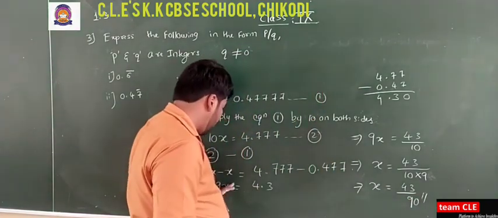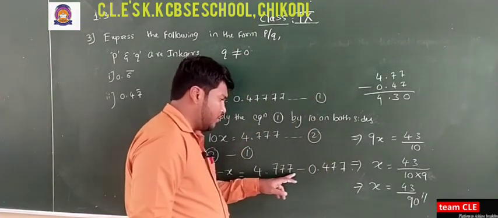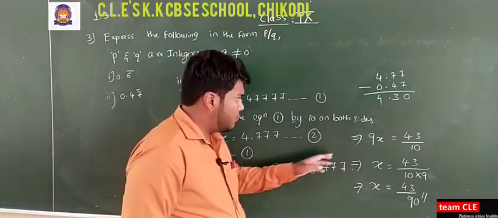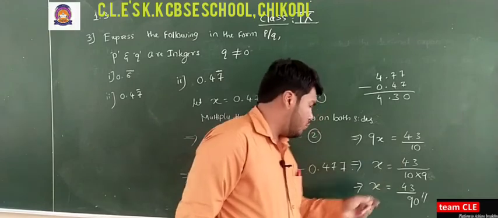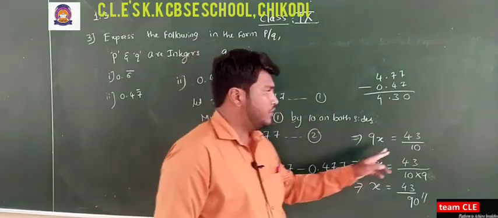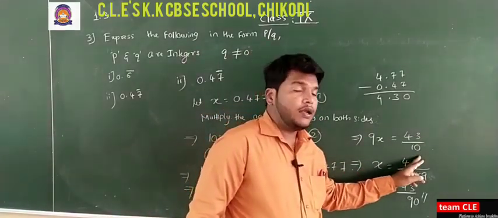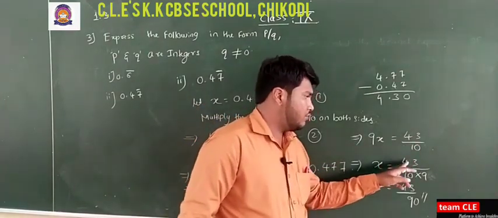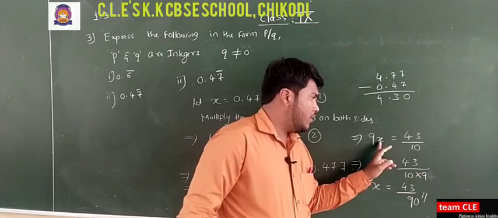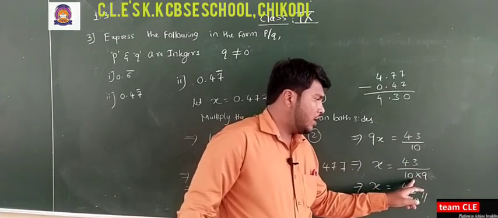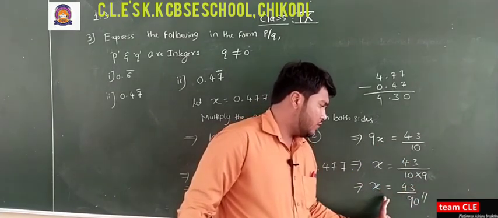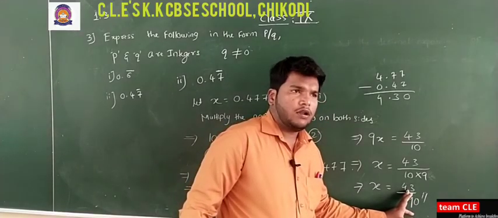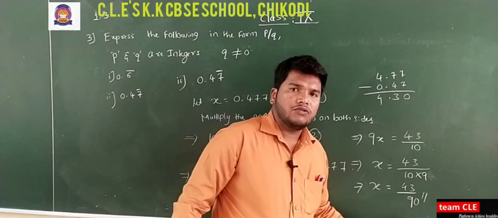So 10x minus x is 9x. 4.777 minus 0.477 is 4.3. So this can be written, 9x is equal to 4.3. It is one decimal place, so you can write this as 43 by 10. So converting decimal to fraction, it is 43 by 10. x is equal to 43 by 10 as it is. When the 9 goes to the denominator, it becomes 10 into 9, so x is equal to 43 by 90. So again we have expressed it in the form of a rational number, and 90 is not equal to 0.